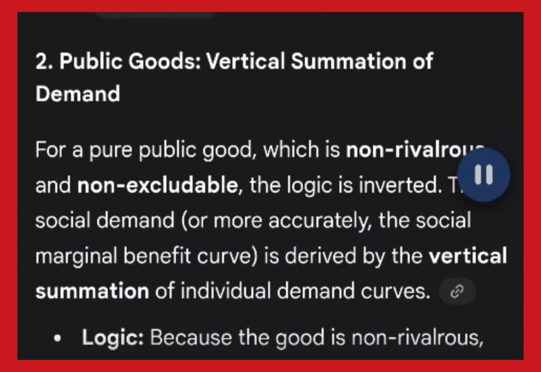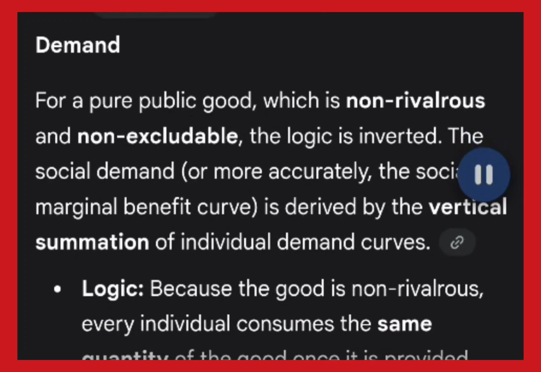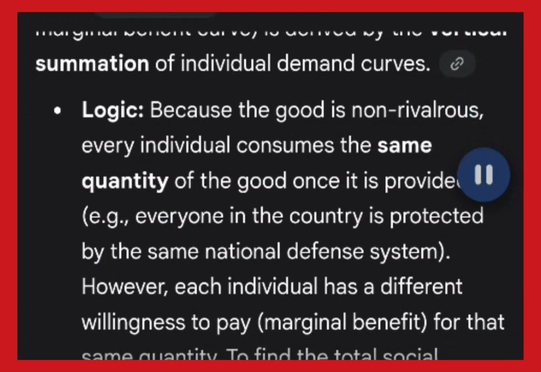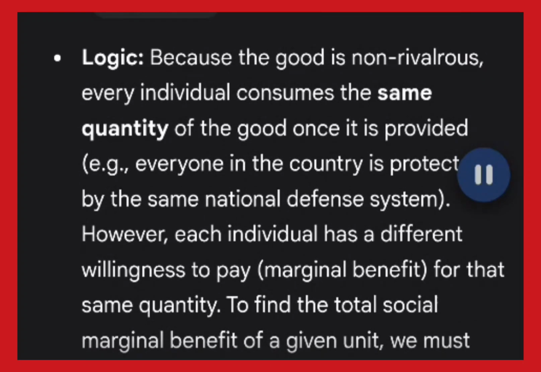For a pure public good, which is non-rivalrous and non-excludable, the logic is inverted. The social demand, or more accurately, the social marginal benefit curve, is derived by the vertical summation of individual demand curves. Logic: because the good is non-rivalrous, every individual consumes the same quantity of the good once it is provided, e.g., everyone in the country is protected by the same national defense system.